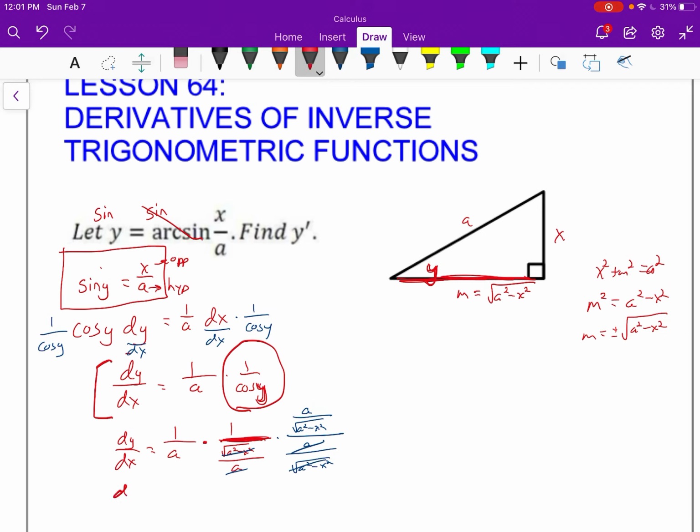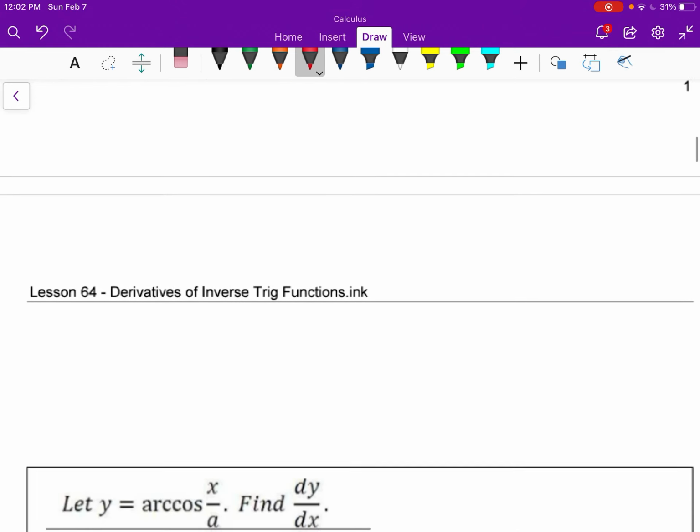We are now left with dy dx equals 1 over a times, really what we're left with is this, and those a's will end up canceling. So really this tells us dy dx is 1 over the square root of a squared minus x squared. So that is one of our derivatives. That's the derivative of arc sine. We'll get back to that later. We're just going to find a couple other ones here.